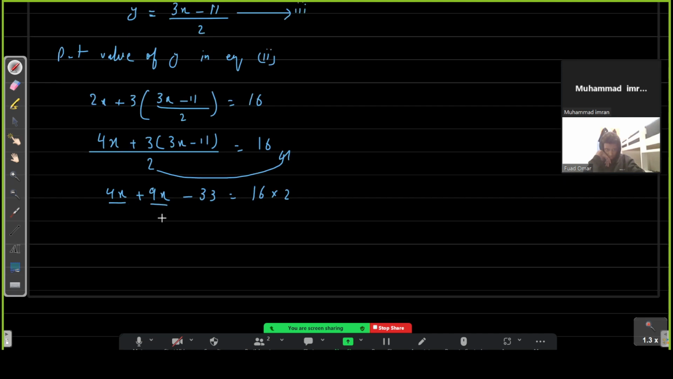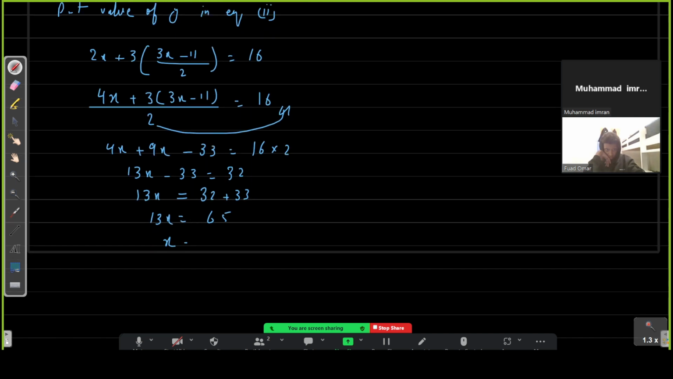They are the like terms, they can be added with each other. So 4x plus 9x is equal to 13x, minus 33 is equal to 16 times 2, which is 32. So 13x is 32 plus 33. So 32 plus 33 is equal to 65. 13x is 65, so x is equal to 65 divided by 13, which is 5. x is equal to 5.